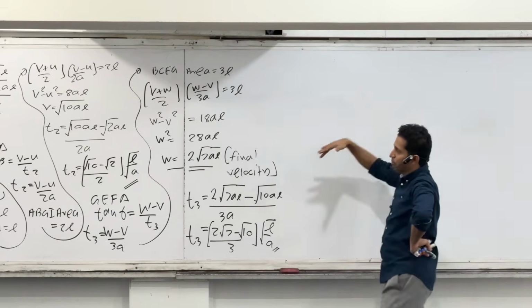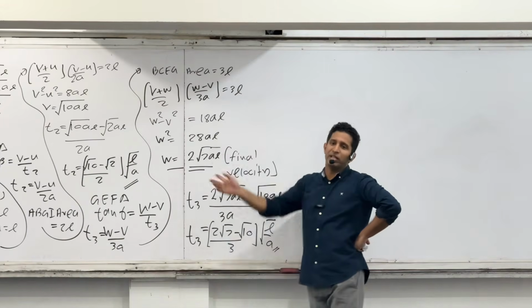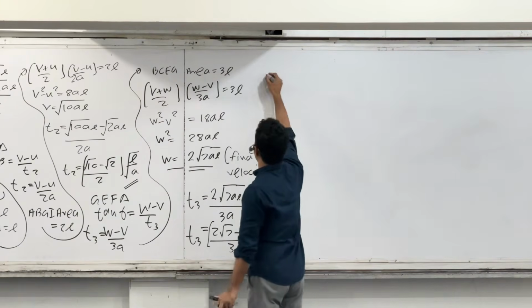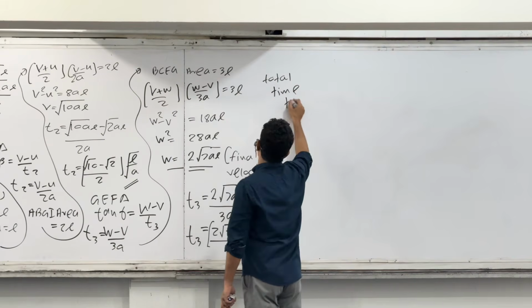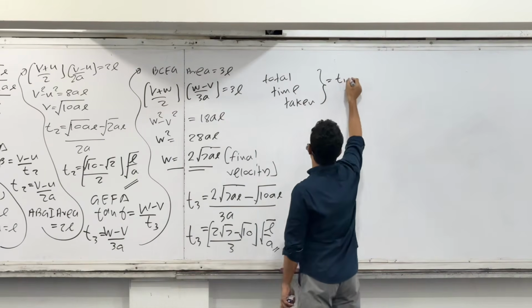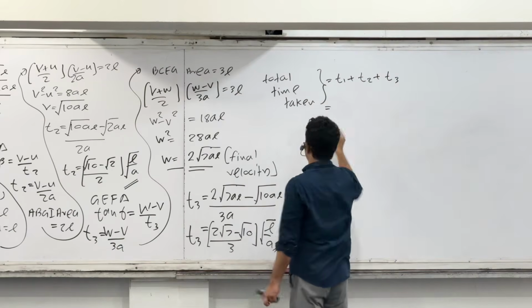A vehicle's brakes are applied, then step by step retardation, and it comes to rest. This is the reverse process of this, right? Here we need the total time taken. Total time taken is T1 plus T2 plus T3.